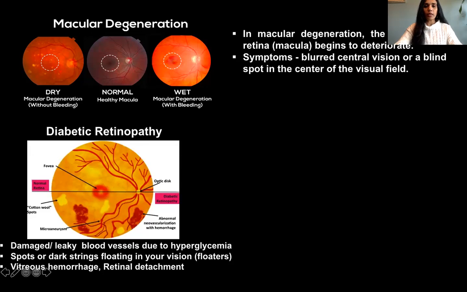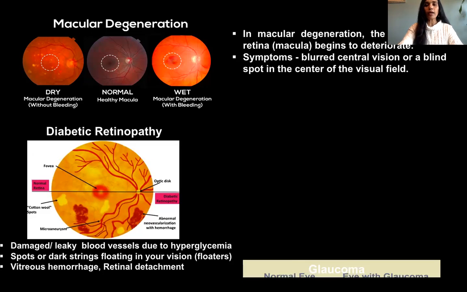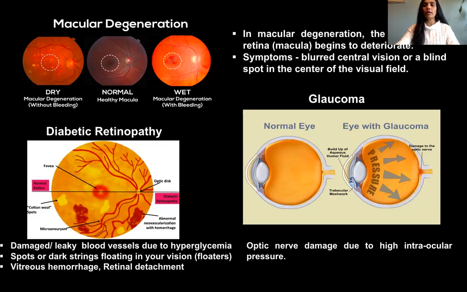Diabetic retinopathy is due to the hyperglycemic conditions in the eye, which cause damaged or leaky blood vessels, resulting in spots or dark strings floating in your vision, called floaters. This leads to vitreous hemorrhage and ultimately retinal detachment, leading to vision loss. And then there is glaucoma. The intraocular pressure in the eye increases, damaging the optic nerve and leading to vision loss.